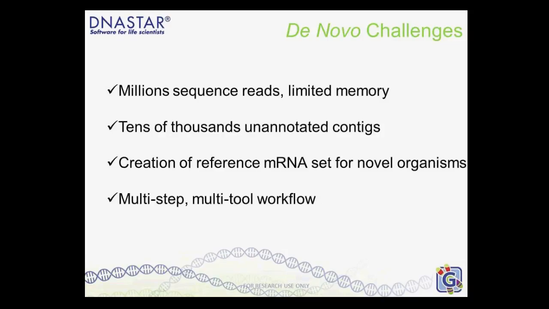This is what I covered in the previous webinar. Just as a recap, the de novo challenges are that there are millions of reads. Even the smallest de novo non-model organism data sets have 50 million reads. A lot of them have 200 to even 500 million Illumina reads. And so that can be very difficult to de novo assemble.